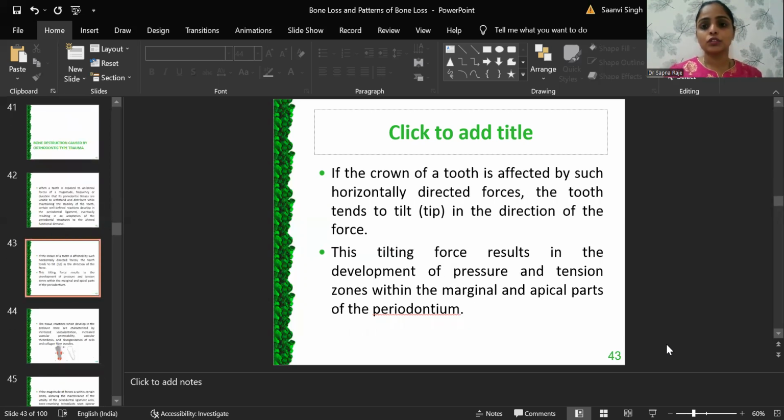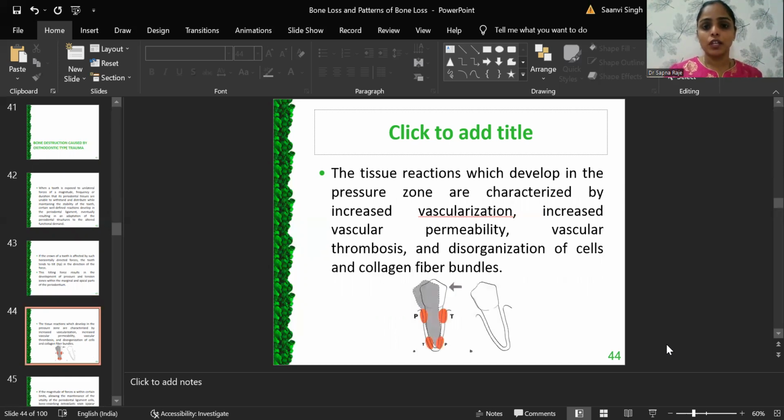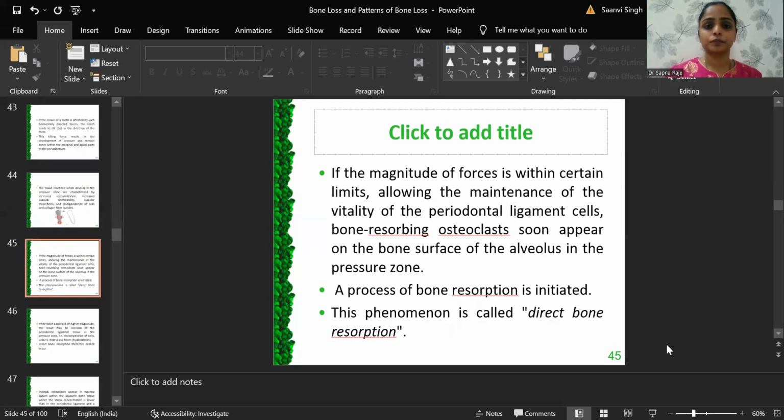If the crown of the tooth is affected by such horizontally directed forces, the tooth tends to tilt in the direction of the force. This tilting force results in development of pressure and tension zones within the marginal and apical parts of the periodontium. So here, as you can see, the tissue reactions which develop in the pressure zone are characterized by increased vascularization, increased vascular permeability, vascular thrombosis, and disorganization of cells and collagen fiber bundles.